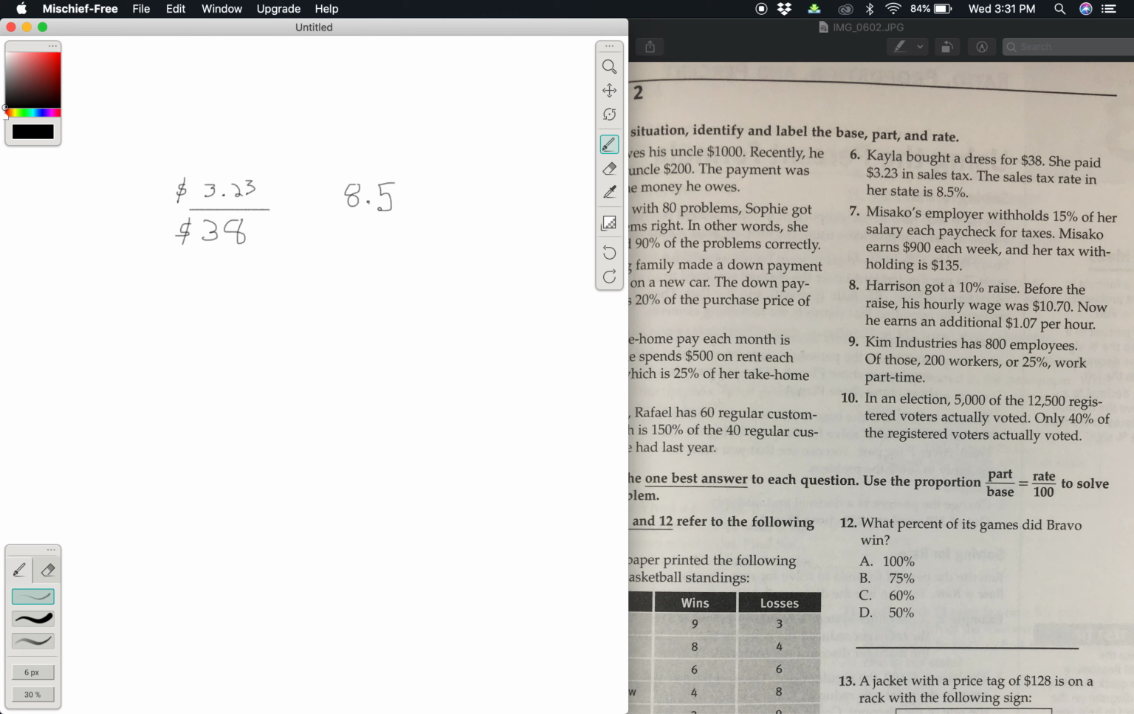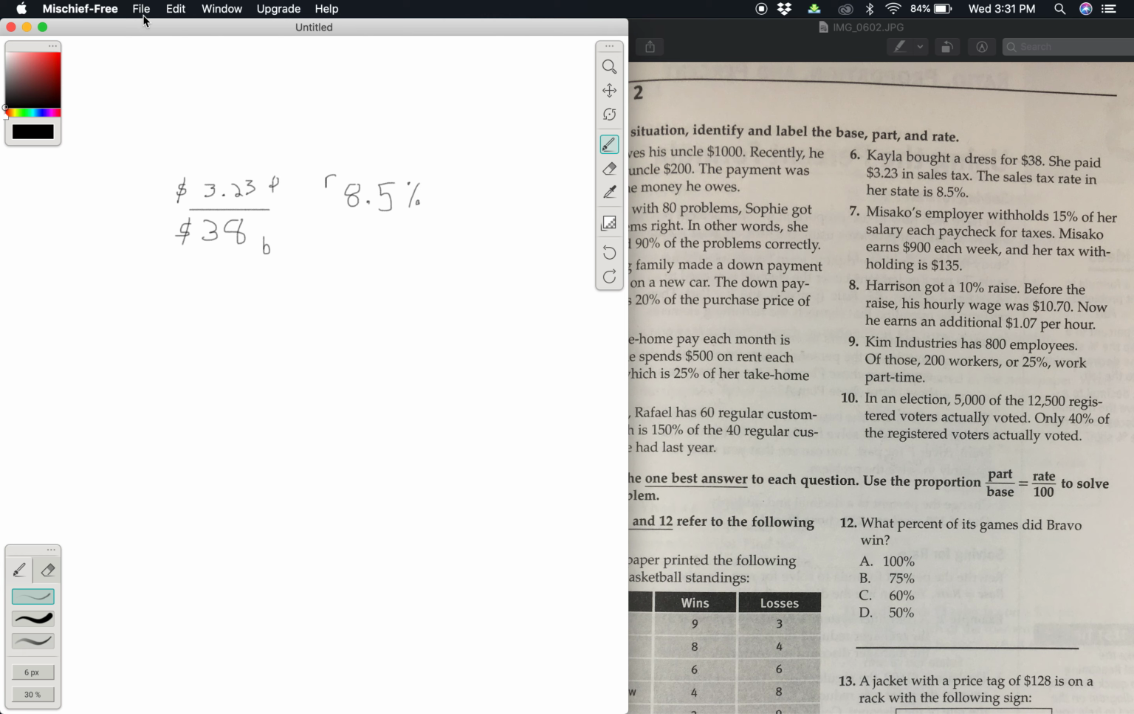That's relatively high. In my state, it's 6%. Okay, so base, part, and rate.